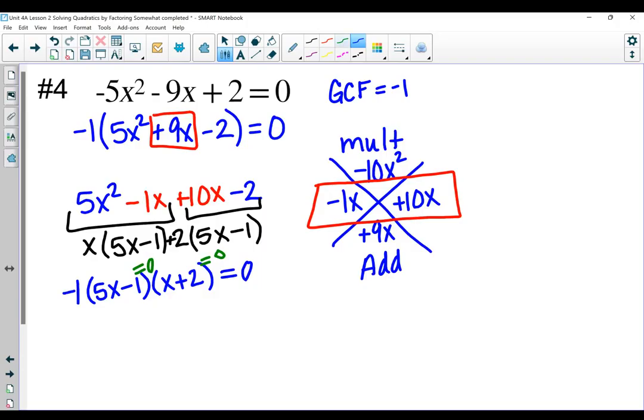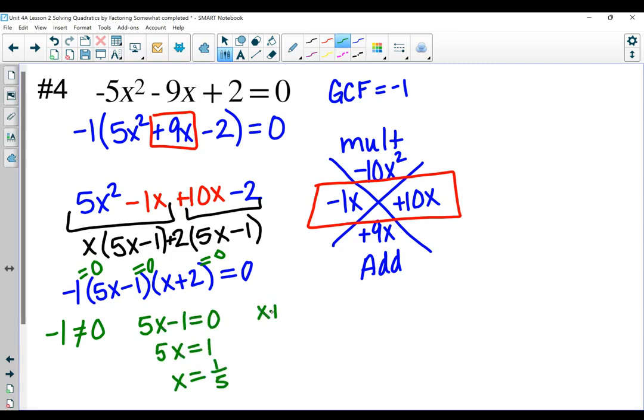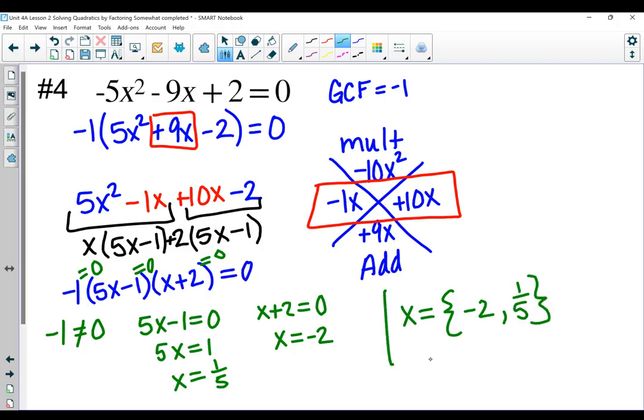Oops, I forgot my GCF. It would have been okay though. I get negative 1 is equal to 0. There's no variable in that GCF. It does not result in a solution for x. 5x minus 1 is equal to 0. And then my last factor set equal to 0 results in x equals negative 2 as one of my solutions. Proper math notation uses curly brackets and puts our two solutions, negative 2 and 1/5, in order.